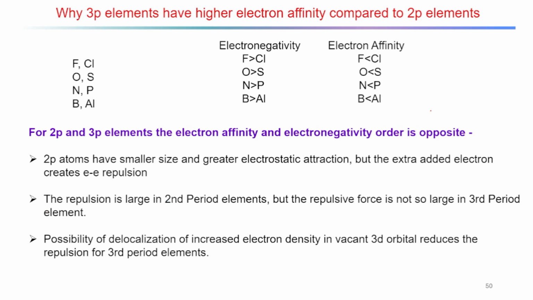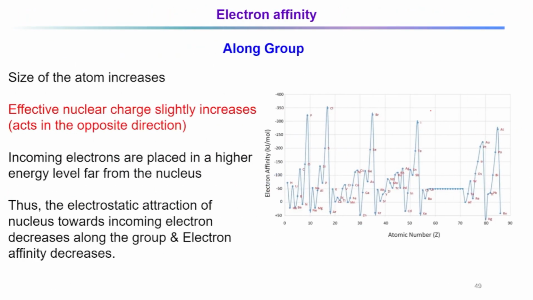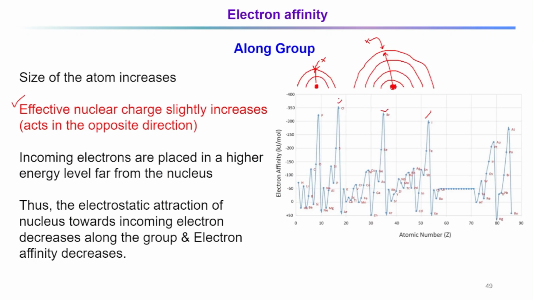But there are some exceptions. The 3p elements actually have higher electron affinity compared to 2p elements. But according to the periodic trend, it should be the opposite. You see here, the electron affinity is decreasing from top to bottom of the group. So going from fluorine to chlorine, the chlorine's electron affinity should be less according to this periodic trend. But actually, chlorine's is more than fluorine's.